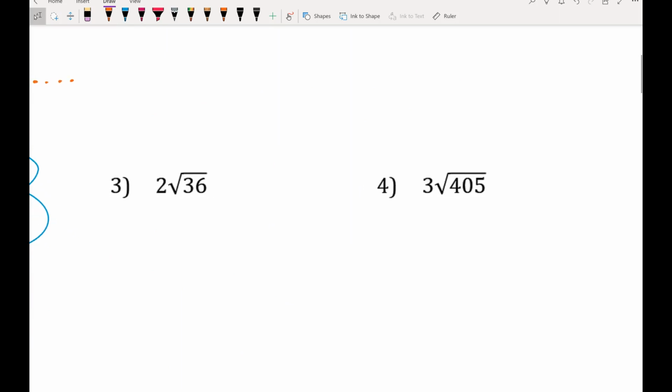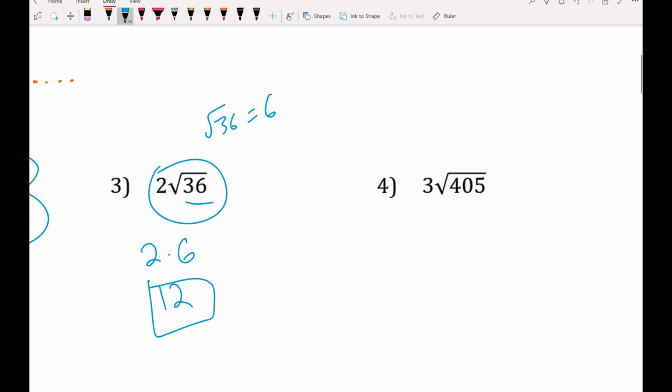For number 3 and number 4, it's the same sort of problem, only we have a coefficient on the outside. So you ask yourself the same questions. Is 36 a perfect square? Well, the answer to that is yes. So radical 36 is just 6. So this expression is the same as 2 times 6, or 12. So that one we didn't even have to do any work for.